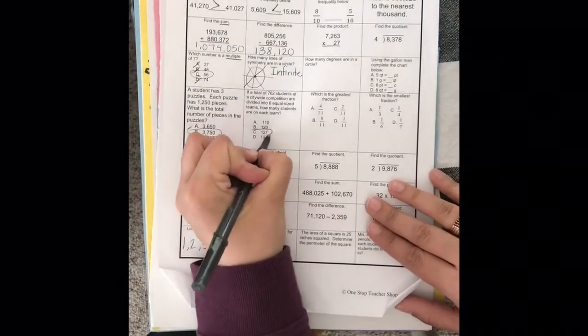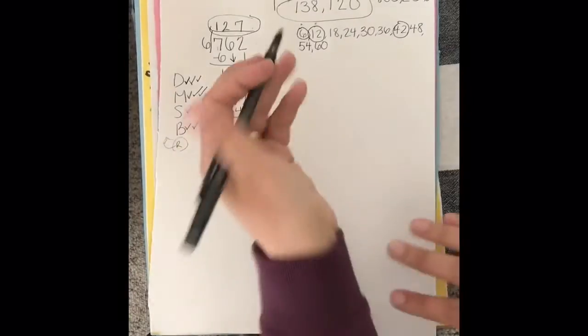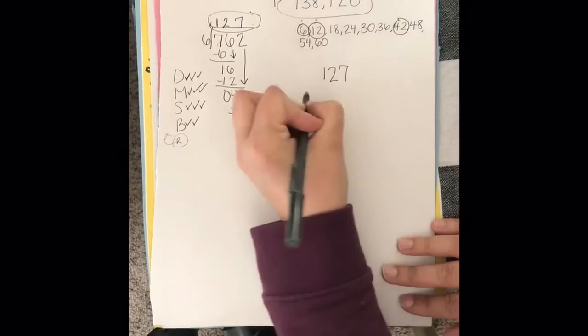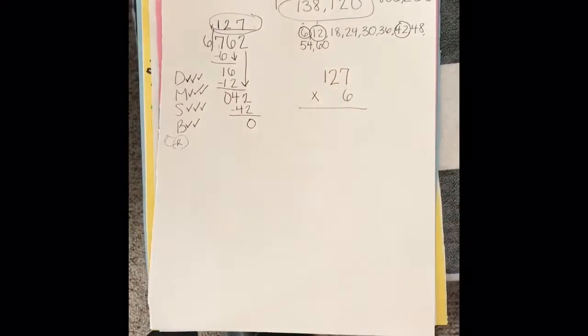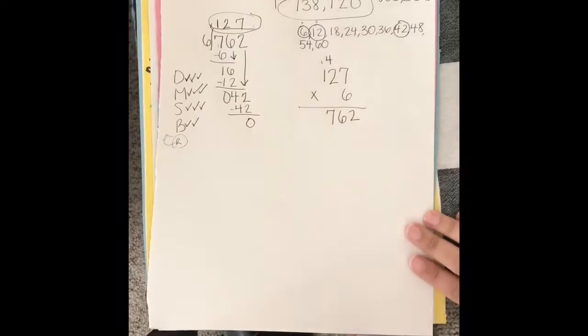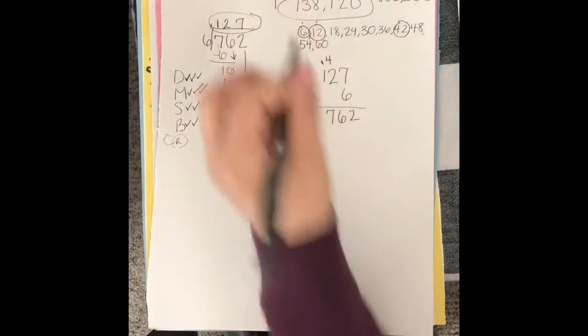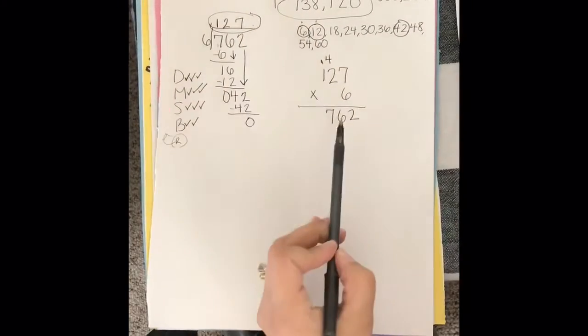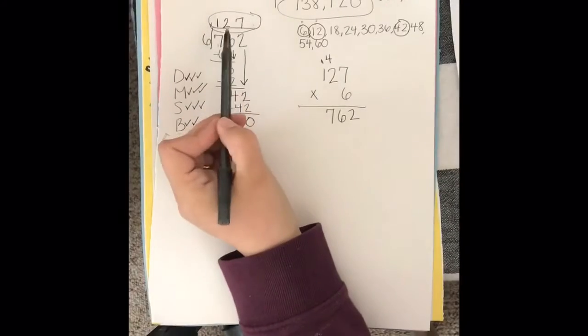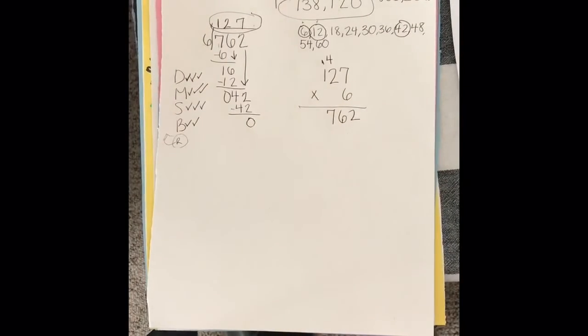Ooh, it is. And just to be safe, what I want you to do is the inverse operation to double check that work. Go ahead, pause your video and double check. All right, guys, I double checked mine and I was correct. 762, 762. Therefore, I know my answer of 127 is correct.